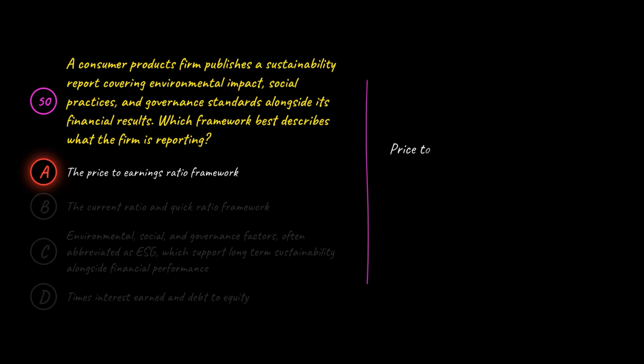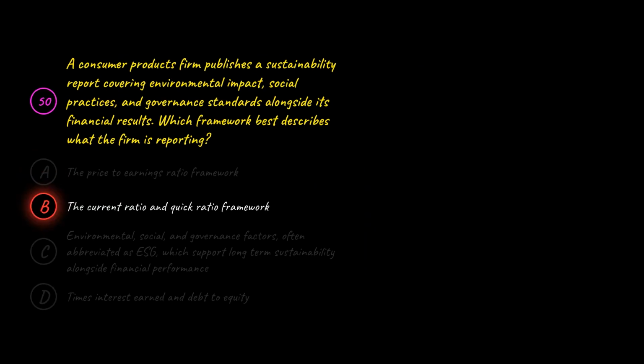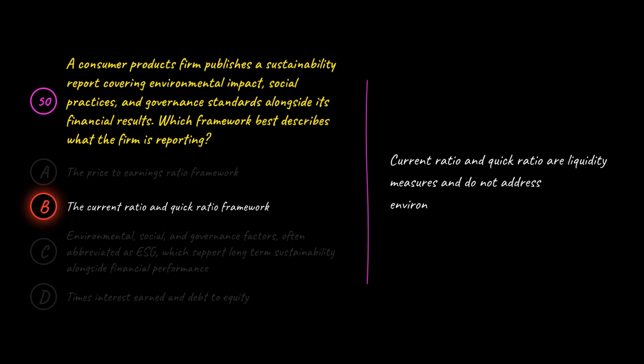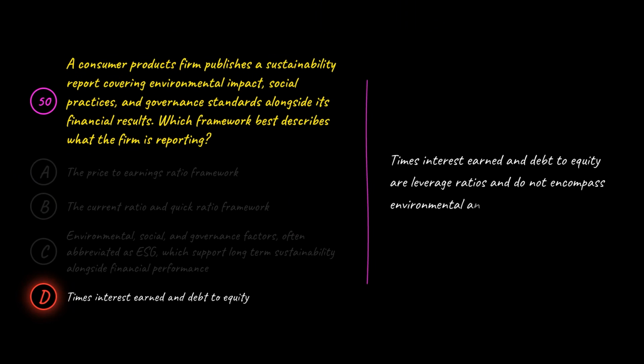A is wrong because price to earnings is a single market valuation ratio, not a reporting framework that covers environmental and social topics. B is wrong because current ratio and quick ratio are liquidity measures and do not address environmental or governance reporting. D is wrong because times interest earned and debt to equity are leverage ratios and do not encompass environmental and social reporting.